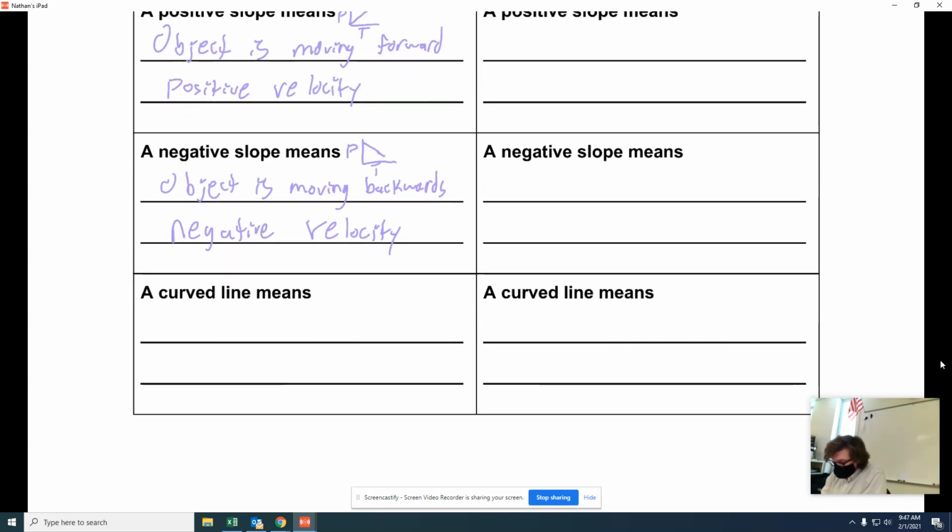The final example that we can have goes back to the notes that we took earlier today. If we have a curved line, again, this is a position versus time graph. If our line is curved, that means that the speed is changing because the slope of our line is changing. So that means that our object is accelerating.